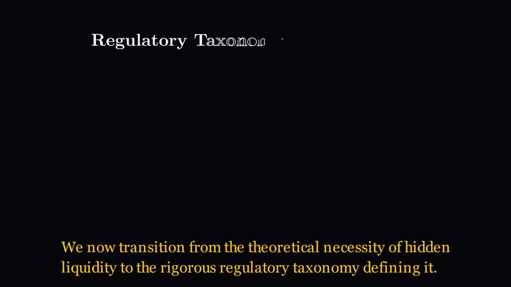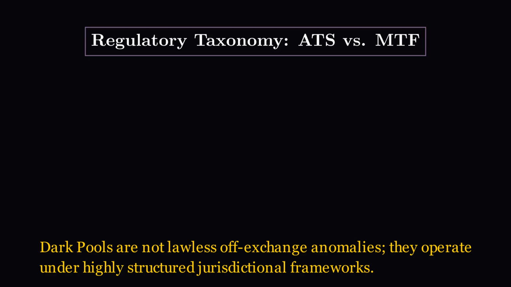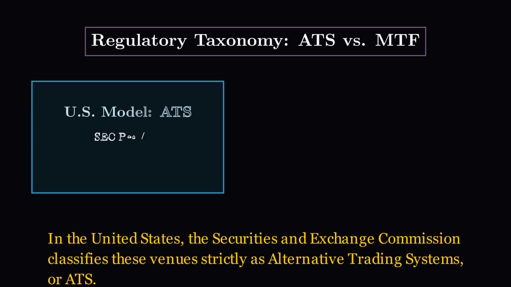We now transition from the theoretical necessity of hidden liquidity to the rigorous regulatory taxonomy defining it. Dark pools are not lawless off-exchange anomalies, they operate under highly structured jurisdictional frameworks. In the United States, the Securities and Exchange Commission classifies these venues strictly as alternative trading systems, or ATS.